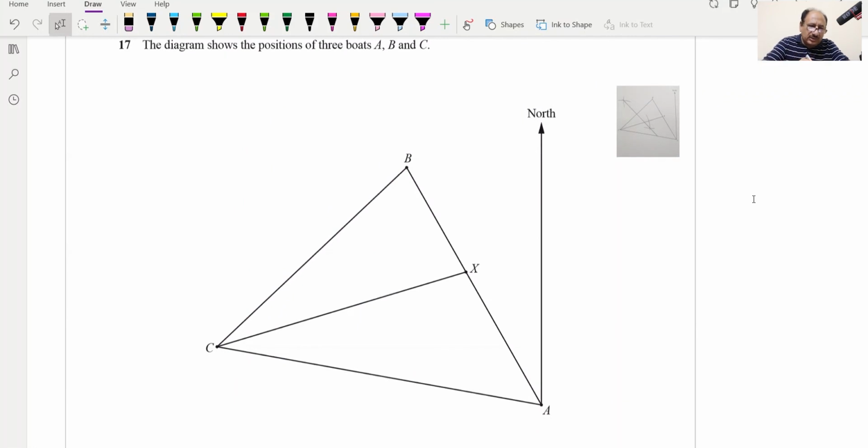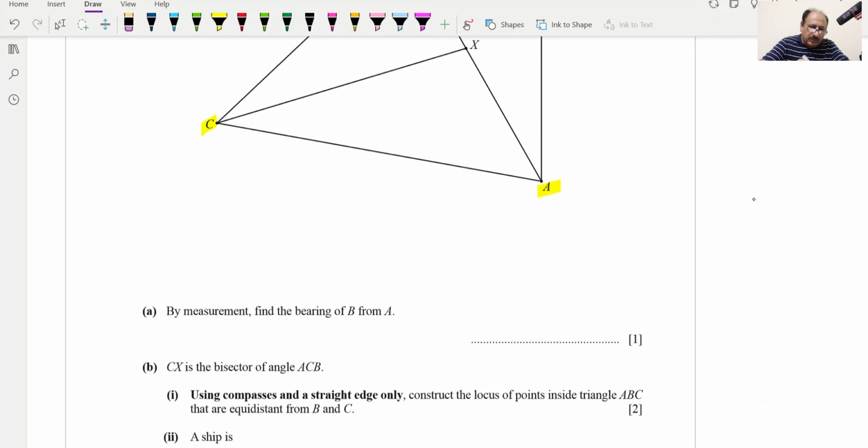Question number 17 is a geometry question. The diagram shows the positions of 3 boats A, B, C, and A is this one, B is this one, C is this one. This is not part of the question paper. I have inserted it for your explanation. I'll explain in a while. So A part, they are saying by measurement find the bearing of B from A.